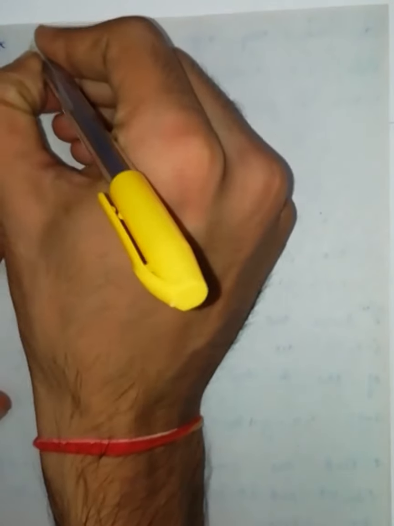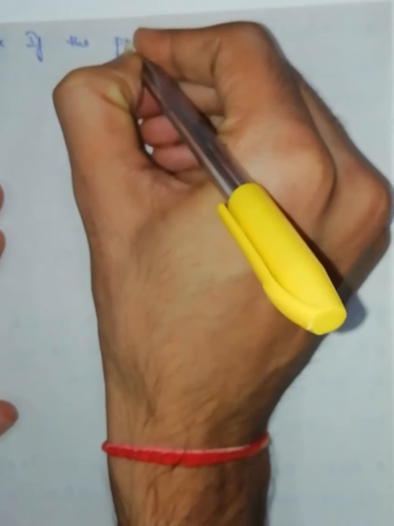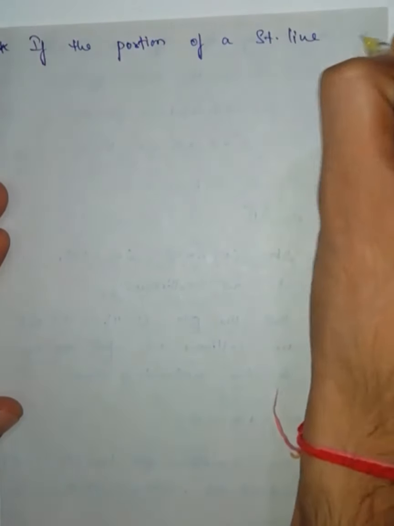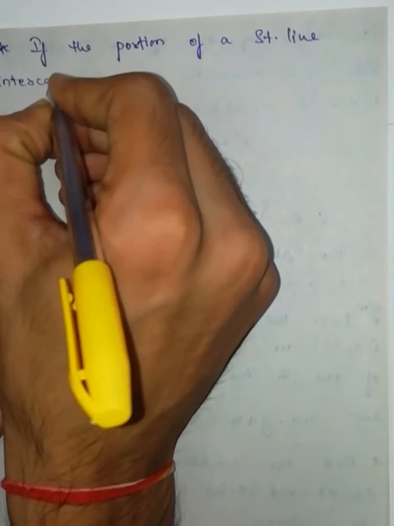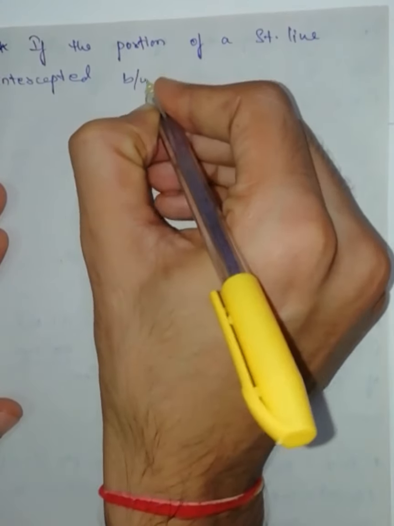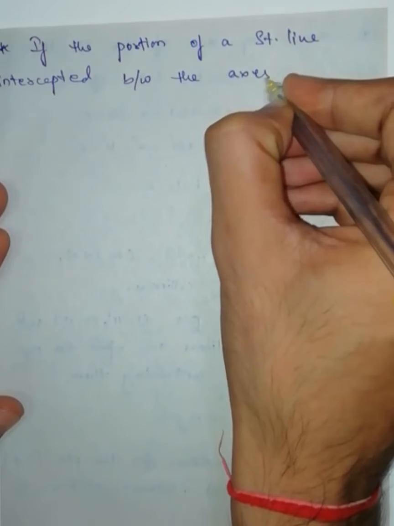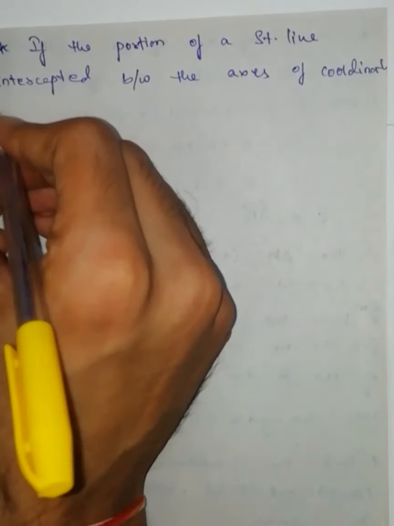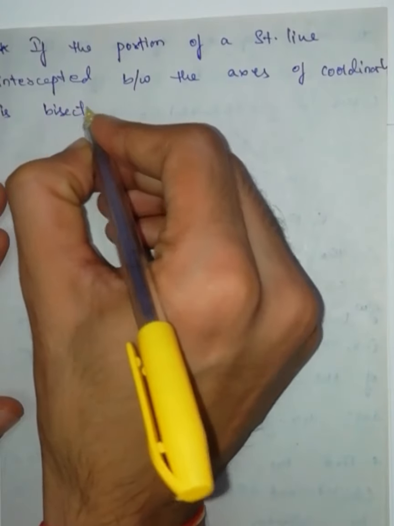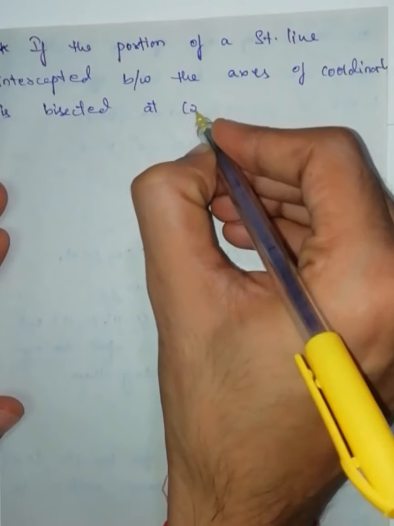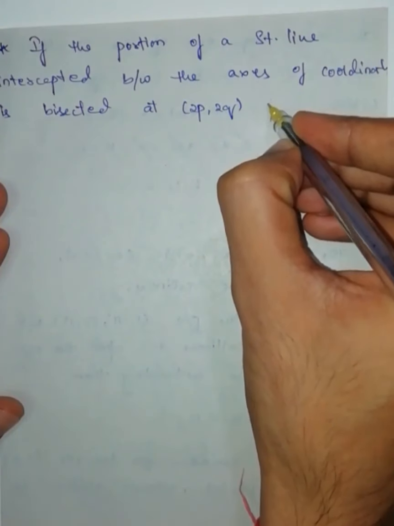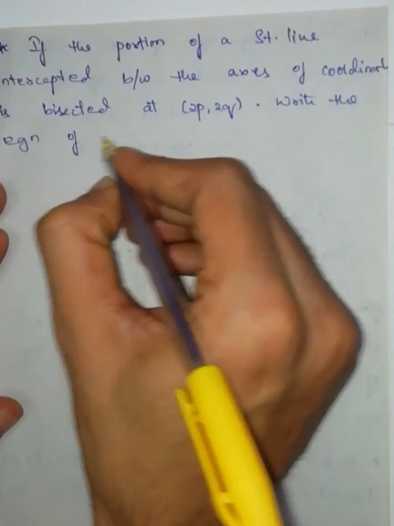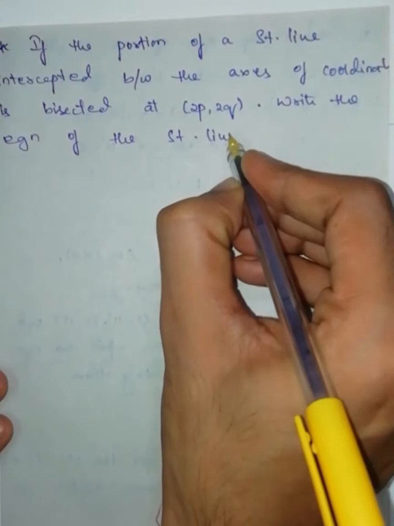Next problem. If the portion of a straight line intercepted between the axis of coordinates is bisected at 2p comma 2q, write the equation of the straight line.